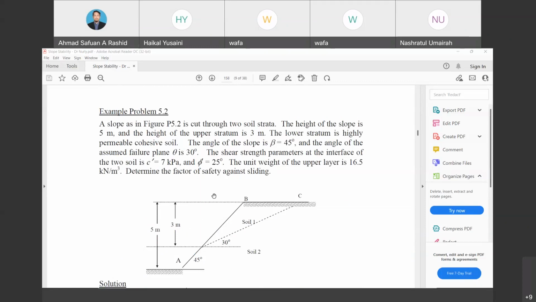Now we look at example 5.2. This is a cut through two soil strata. The height of the slope is 5 meters and the height of the upper stratum is 3 meters. The lower stratum is highly permeable cohesive soil. The angle of the slope beta is equal to 45 and the angle of the assumed failure plane is 30. The shear strength parameters at the interface of the two soils are 7 and 25. The unit weight of the upper layer is 16.5. Determine the factor of safety against sliding.